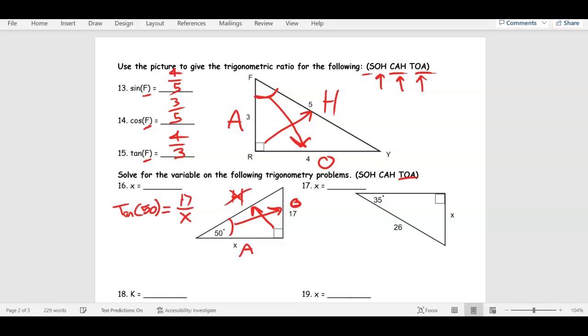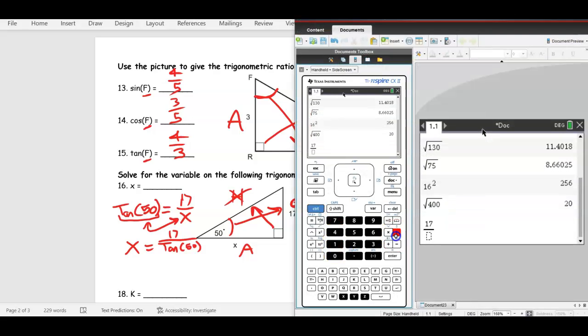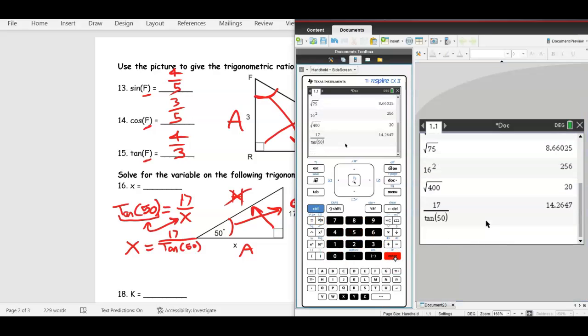And we've learned when X is on the bottom, the trick is to take all this and switch it around with this. So X is over here, 17 stays on top, tan 50. 17 over tan 50. So 17, divide, trig, tan 50. 14.26.